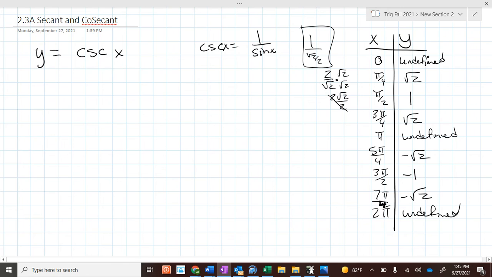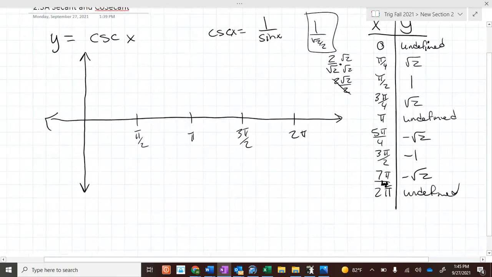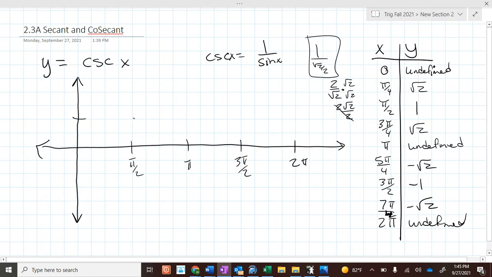Undefined. All right. So, pi over 2, pi, 3 pi over 2, 2 pi. All right, so I'm going to start right at pi over 2. Pi over 2 is 1. What is square root of 2 on your calculator? 1 point what?